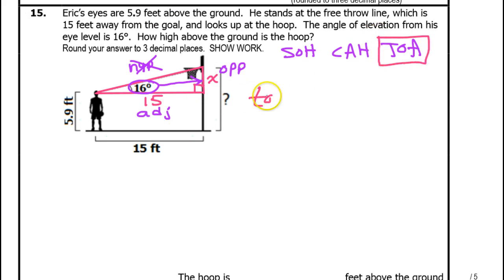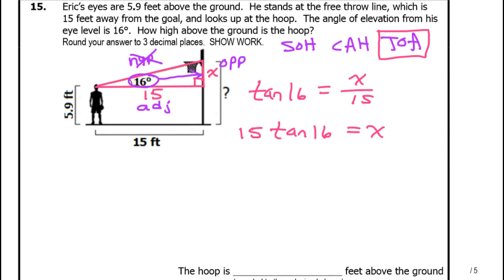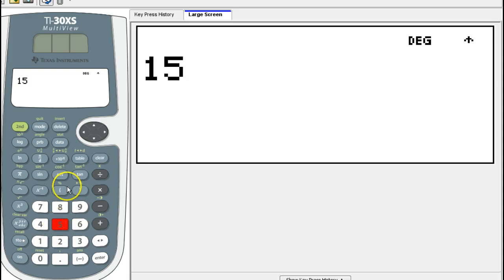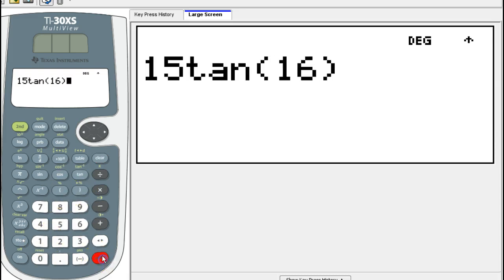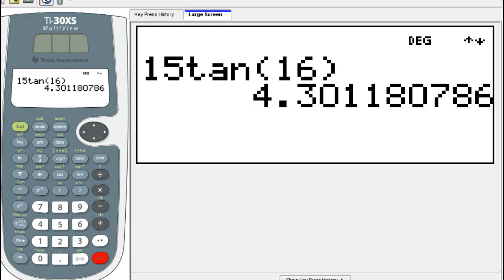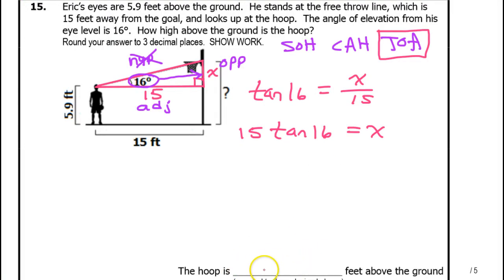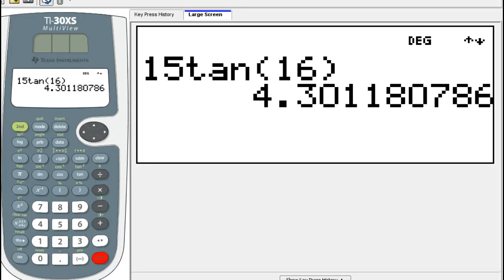So that's why I will write tangent 16 is equal to x over 15, opposite over adjacent. When the variable is in the numerator, that's when you multiply both sides by the denominator. That will give me 15 tangent 16 is equal to x. 4.301. Okay, I almost wrote that right here, but don't forget this is not the final answer. So that would have been a mistake. Right, 4.301.